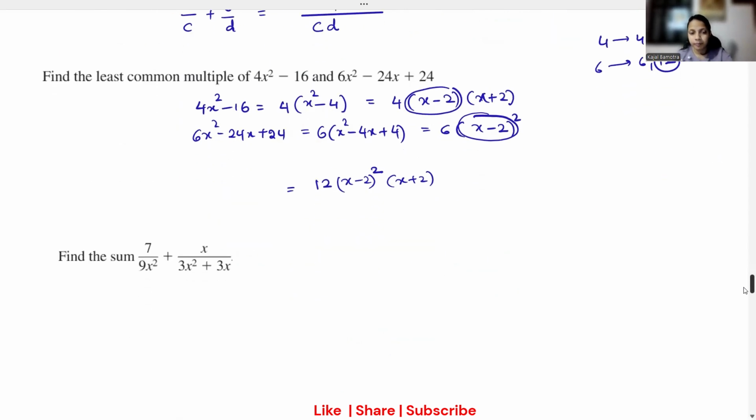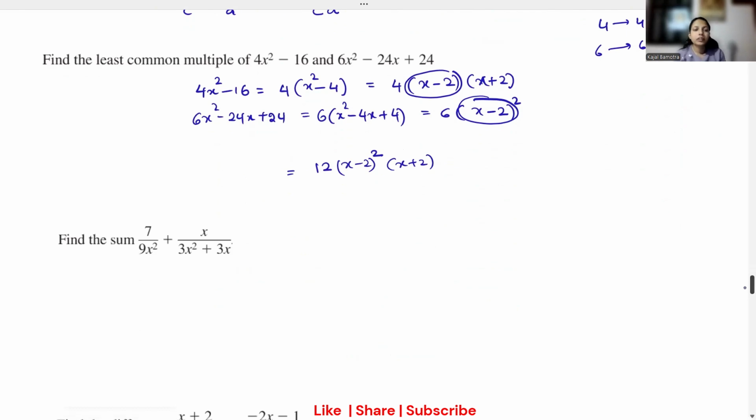Next, we are asked to find the sum. Let's find the common denominator first. One denominator is 9x square and another is 3x plus 3x square. I can take 3 out, I can take x out, and you are left with x plus 1. The x here and x there are common, so I take the highest power of the common term, x square. This is 3, this is 9. 3 threes are 9 and 9 is already there, so 9 is the least common multiple of both.